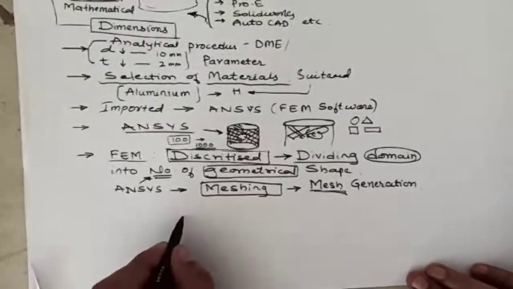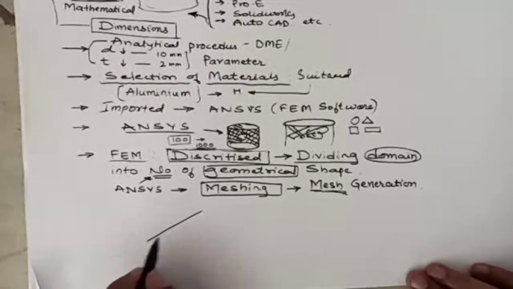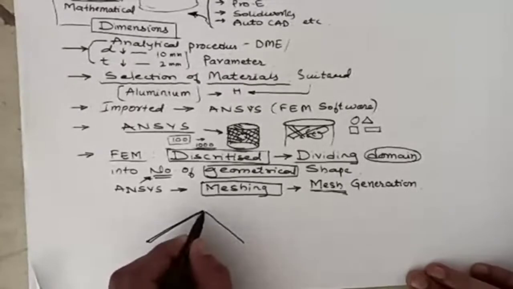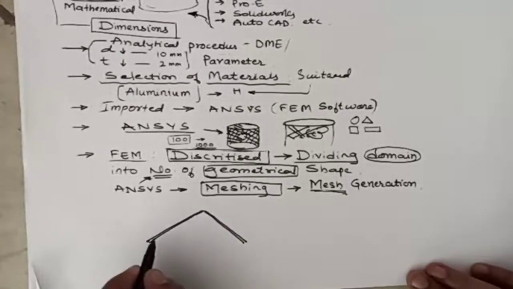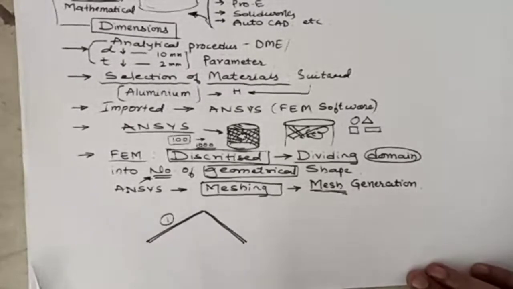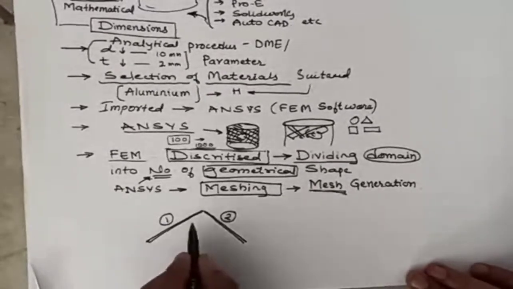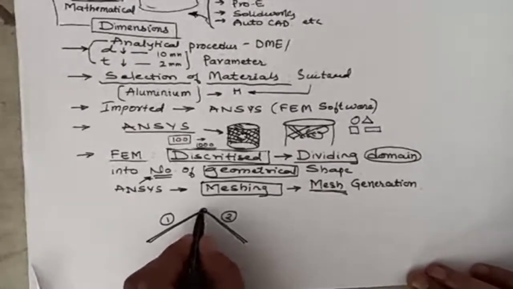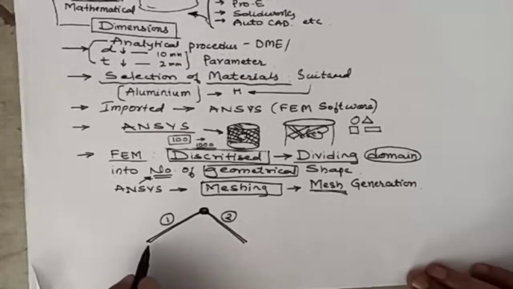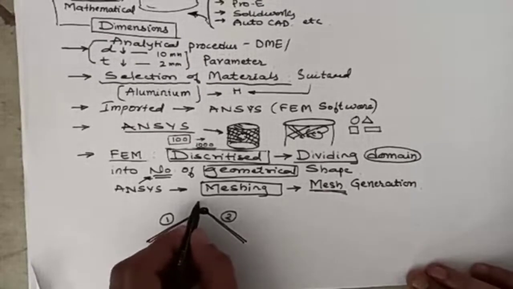So this is the one element, and here is one more element. Okay, so this is element 1, we will say, and this is element 2. Now element 1 and element 2 are joining at this node. Okay, so this will be called node 1.